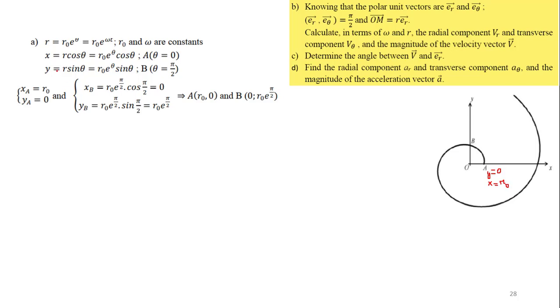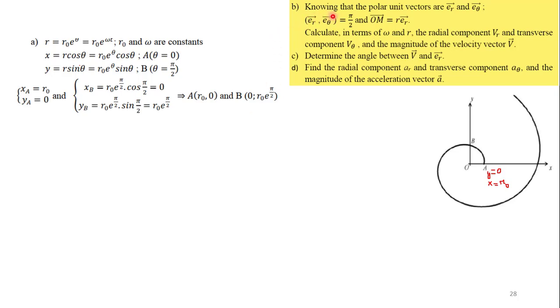Now for point B, we have theta equal to pi over 2. So let's use these two equations to find the coordinates of point B, taking theta equal to pi over 2. We have xB equal to 0 because cosine of pi over 2 is 0, and yB is equal to r0 e^(pi over 2) sine pi over 2. This sine is equal to 1, so yB is equal to r0 e^(pi over 2), and we found the coordinates of points A and B in the Cartesian coordinate system.